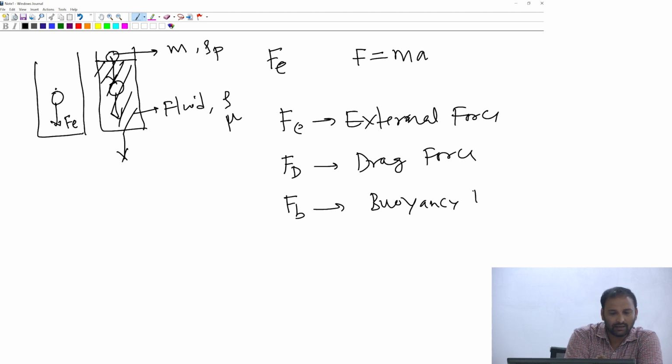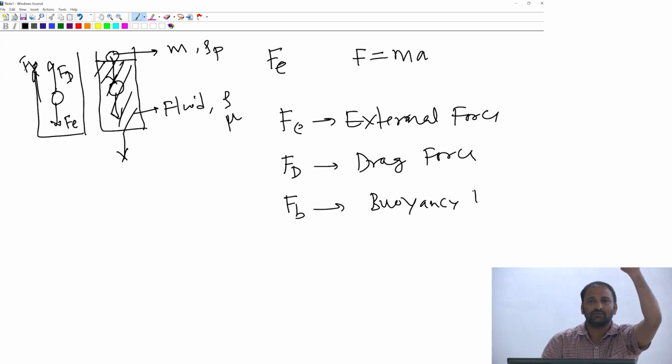It is going to be acting up, right? That's your Fd, because we know that the drag force opposes the motion of the particle. Typically it acts in the direction opposite to the external force, and its direction is parallel to the external force as well. And buoyancy: because the fluid is being displaced up, your buoyancy is going to be acting upward.